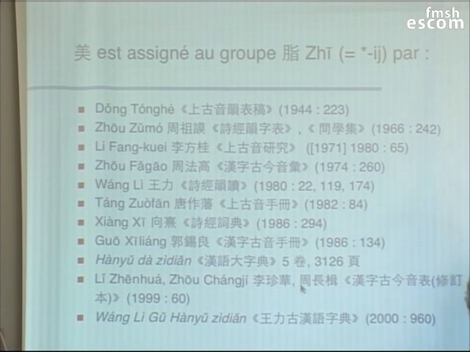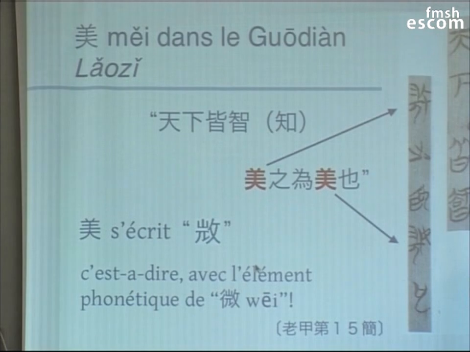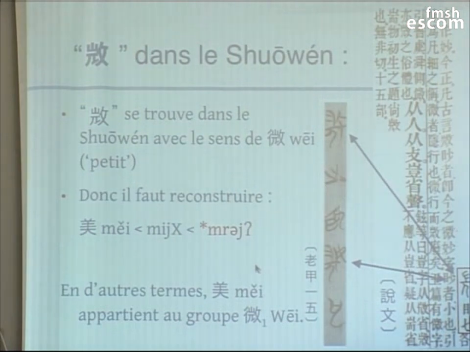All of those will tell you that the word belongs in the Zhi rhyme group, which implies that it had a front vowel. But here you see it written with, in fact, the way it's written is just the right-hand side of Wei itself. So the word itself has an intimate connection to the name of the Wei rhyme group. So you get the idea.